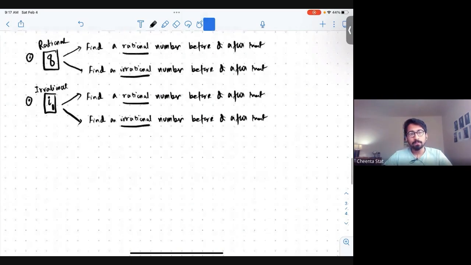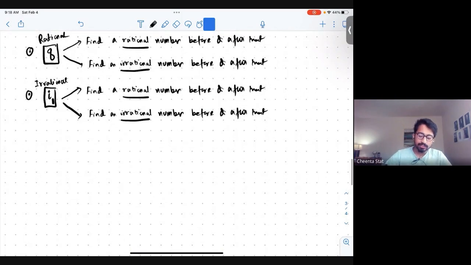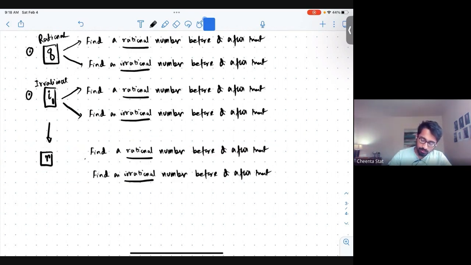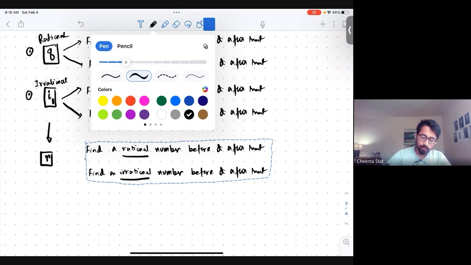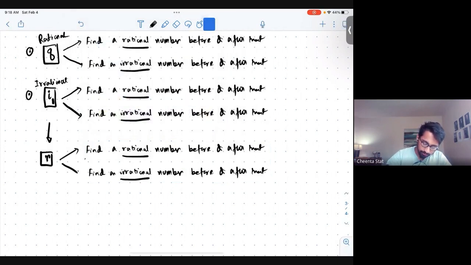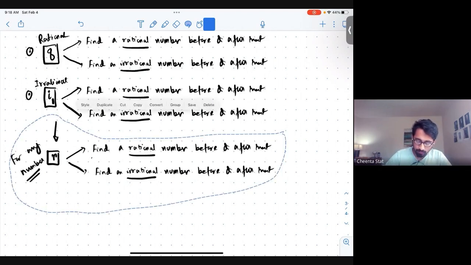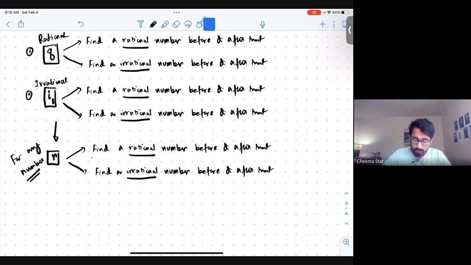So, to be very precise, if you take any real number, you will always find a rational number and an irrational number before it, because for both of them it's true. This is the basic idea: for any real number, you can always find a rational and an irrational number before it.